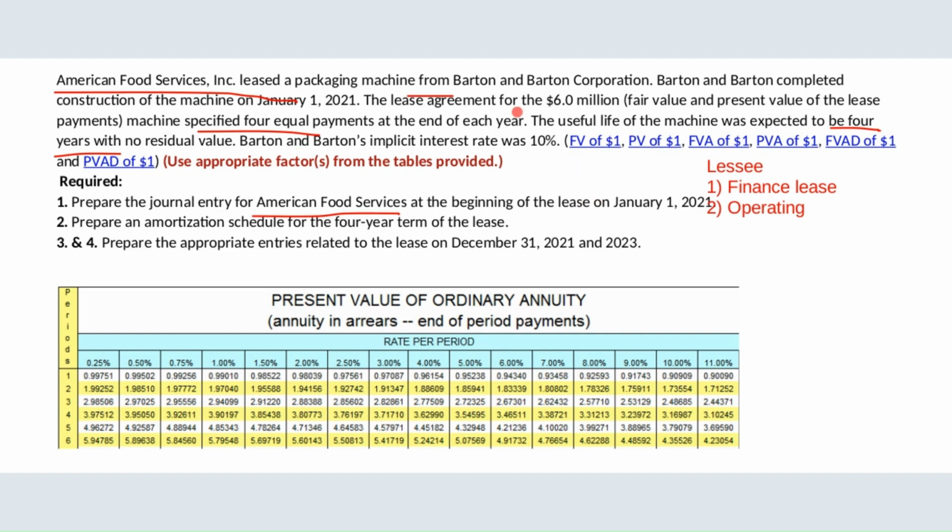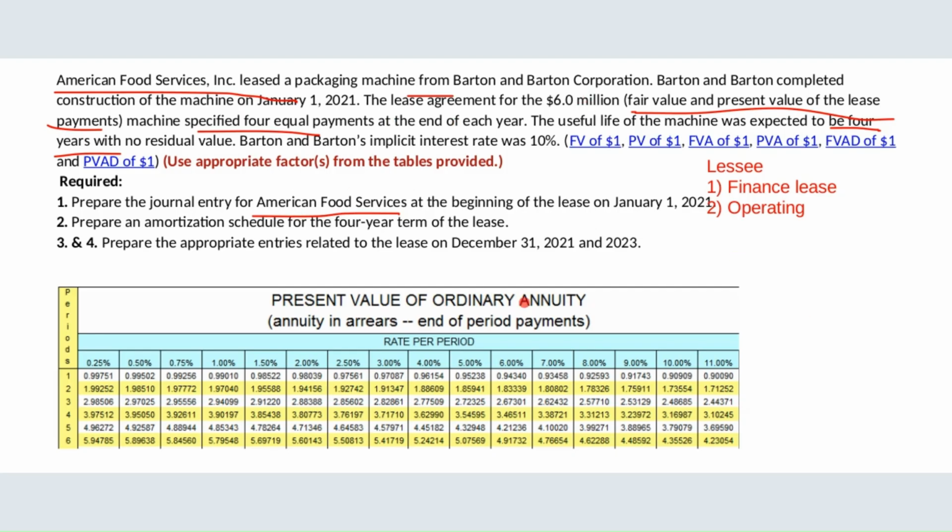And so the lease agreement is for $6 million a year. The fair value is equal to the present value of the lease payments. So in journalizing the entry for the finance lease, we use the lesser of the fair market value or the present value of lease payments. In this case they told us it was equal, so that's the amount we're going to use, the $6 million.